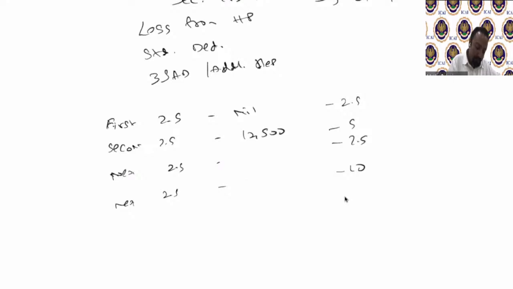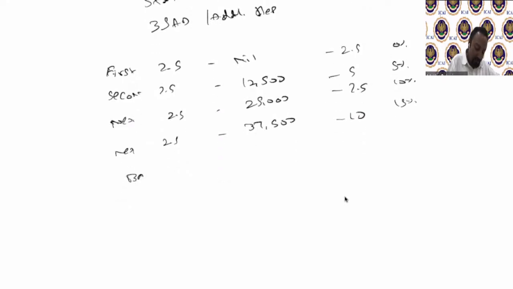5%, 10% is 27,500. Then for the next 2.5, it becomes what? That is 0%, 5%, 10%, 15%. So for the next 2.5 it will be 15%, which will be 25,000 plus 12,500. So 37,500. So you have calculated up to 10.